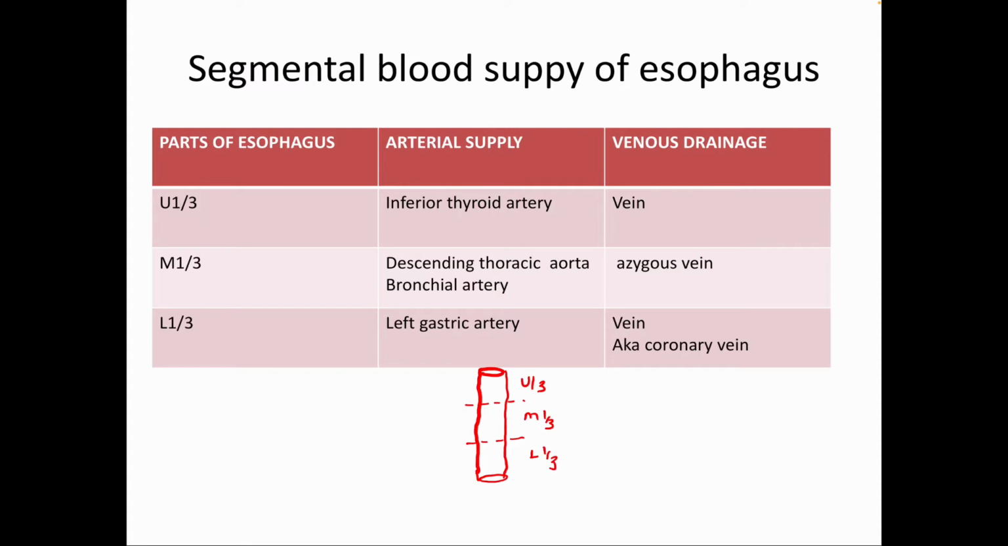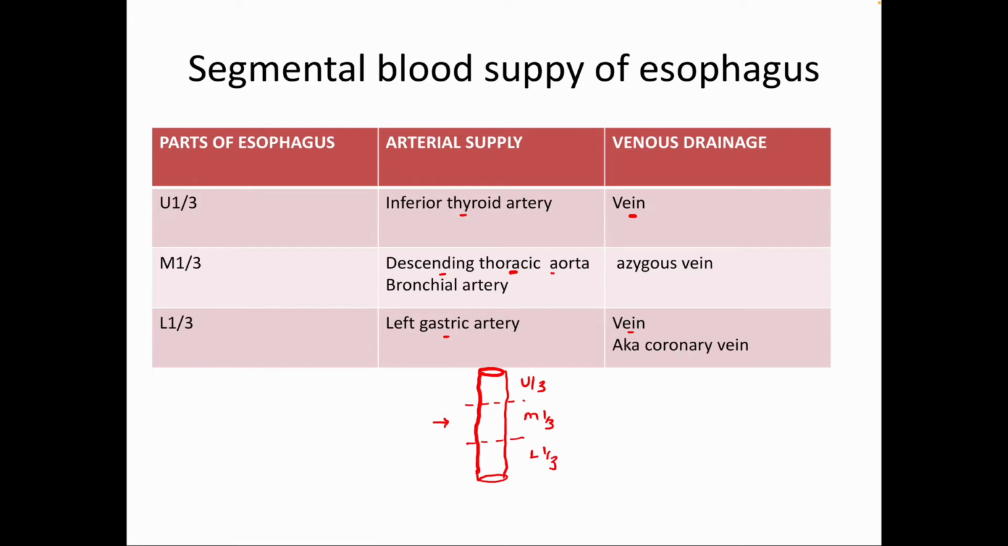The upper one third will have inferior thyroid artery as a blood supply and inferior thyroid vein as a venous drainage. Lower will have left gastric artery as blood supply and left gastric vein as a venous drainage. So vein and artery are of the same name: inferior thyroid artery and vein, left gastric artery and vein. The middle part will have very different names. For example, the middle part is supplied by the descending thoracic aorta and the bronchial artery, and venous drainage is by the azygous vein.